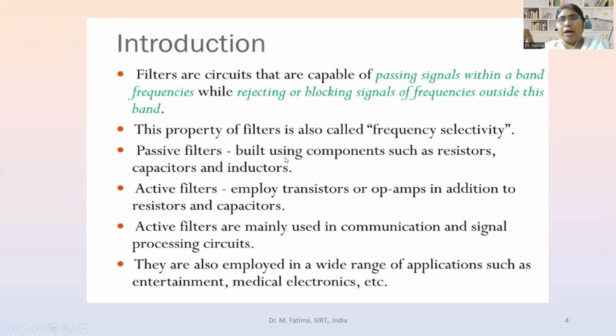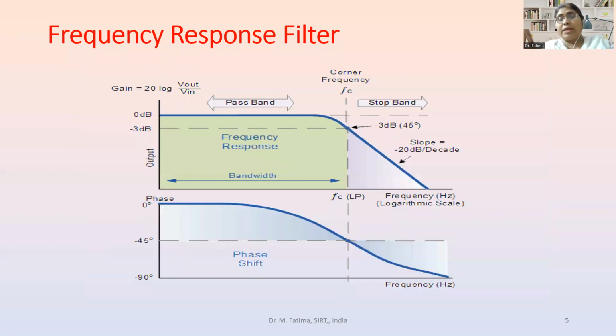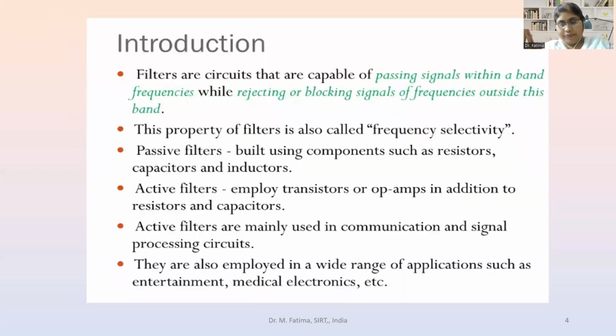Passive filters are built using components such as resistors, capacitors, and inductors. Whereas in active filters, the resistors, inductors, and capacitors are used with transistors or operational amplifiers in addition to these components. Active filters are mainly used in communication and signal processing circuits. They are also used in a wide range of applications, like entertainment, medical electronics, and many other applications.